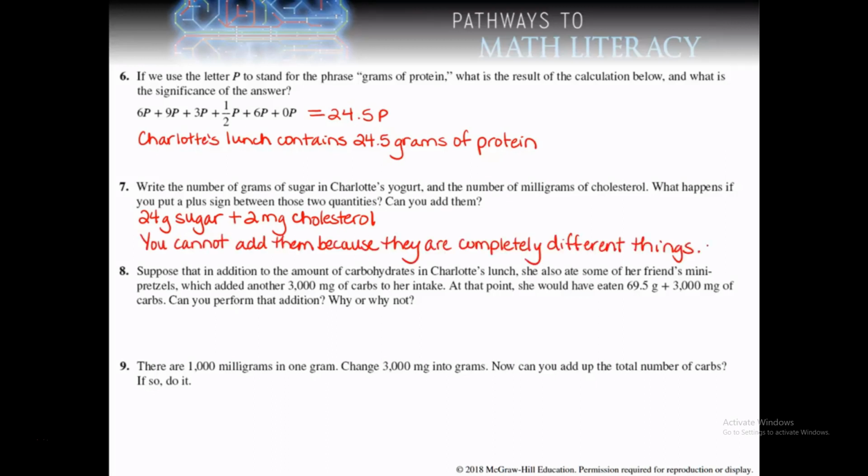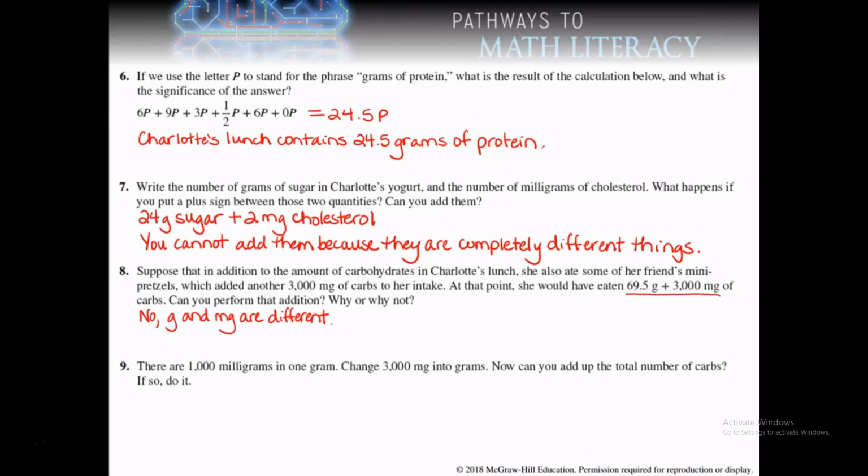In 8, suppose in addition to the carbs already in her lunch, she also eats some pretzels, which add another 3,000 milligrams of carbs. So at this point, she's eaten 69.5 grams plus 3,000 milligrams of carbs. Can you perform that addition? They're both carbs. Well, no, not the way it's written, because grams and milligrams are different size amounts, so we cannot add those together.